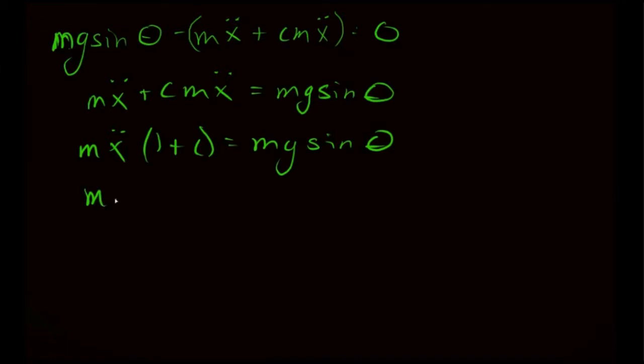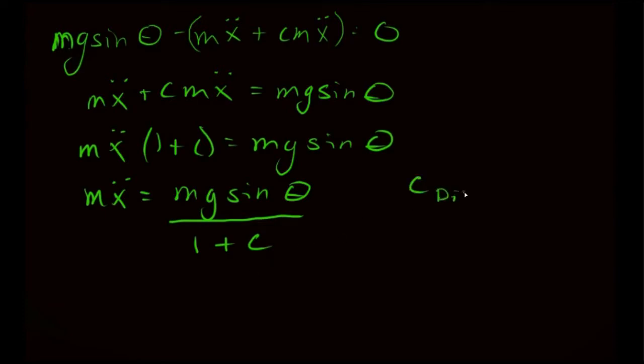Divide both sides by 1 plus c, and we get m x double dot is equal to m g sine theta over 1 plus c. This is the equation of motion for a disk and a hoop. As you can see, acceleration only depends on the c value of each object, which for a hoop is 1 and a disk is 1/2. Therefore, no matter the size or mass of the object, the disk should accelerate faster and beat the hoop in a race.